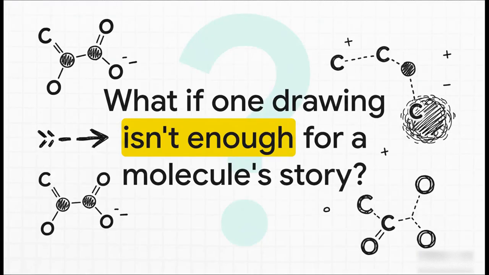So let's kick things off with a little puzzle, one that really bugged chemists for a while. Imagine you draw a molecule, and it looks perfect. It follows all the rules you've learned. But then you go into the lab, you look at the real thing, and it's totally different. What's going on there? How do we solve that mystery?